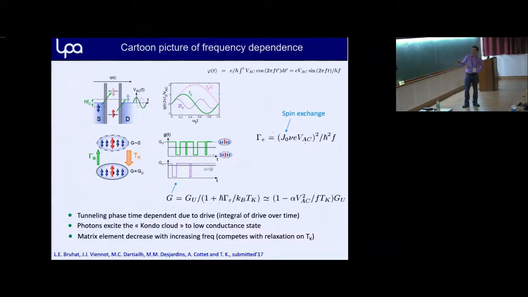But this gamma E rate is just inversely proportional to the frequency, because of this averaging effect of the phase of the excitations. And so if you look at the average conductance by comparing the rates, you find, in fact, a formula which allows you to recover heuristically the formulae of the full theory, which tells you that the higher the frequency, the lower the effect will be on the Kondo cloud.